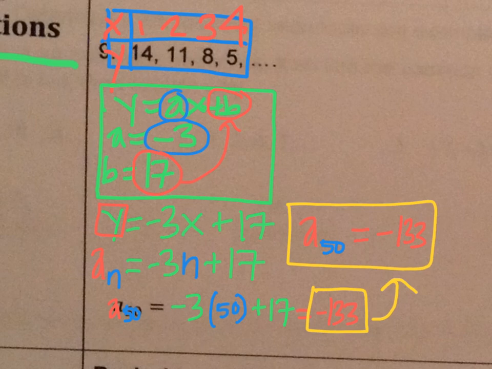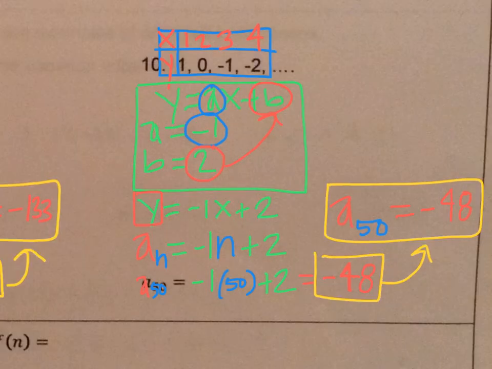Here's the work for number 9. You should have gotten that a_50, in other words, the 50th term in the sequence would be negative 133. Now pause again and try number 10. And here's the answer to number 10.